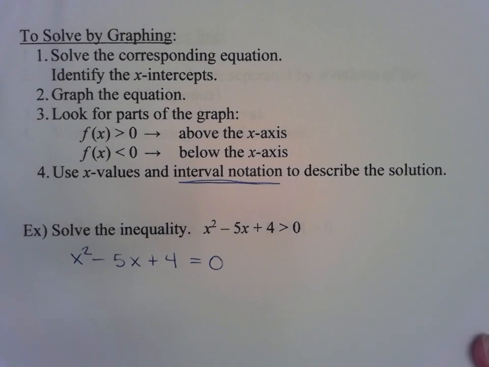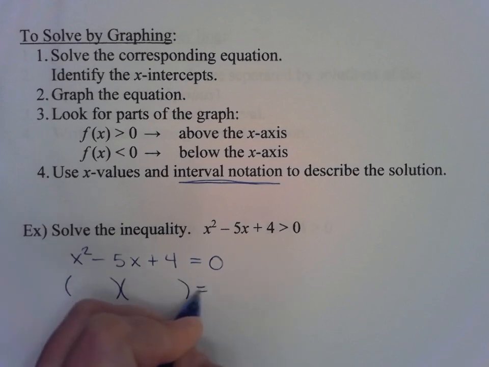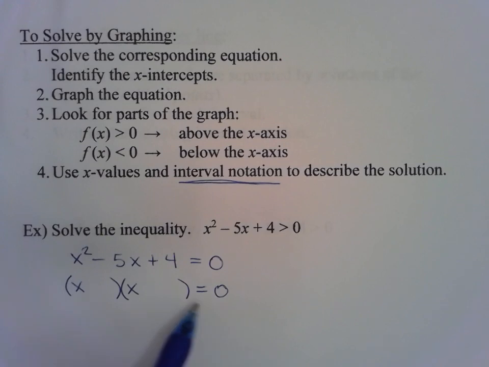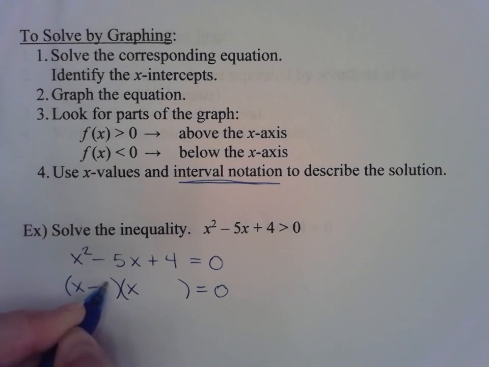And a lot of these can be solved by factoring, but if for some reason you couldn't factor, you could use the quadratic formula or any of those other tools that we've been practicing with. This one is factorable. So I need two numbers that multiply to be 4 and add to be -5. I think -1 and -4 should work well.